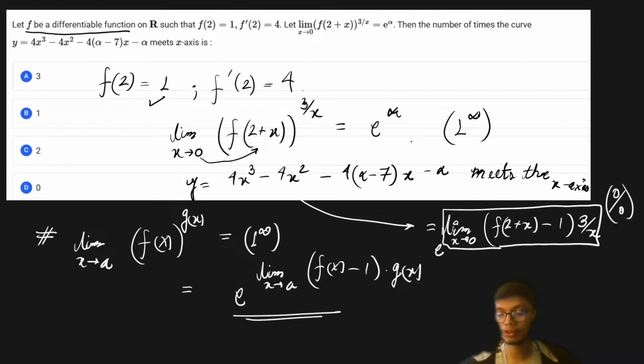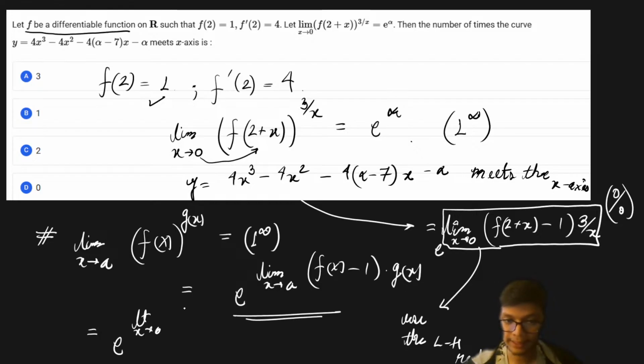So whenever we have a limit going towards 0 by 0 form, the most interesting thing that comes to mind is applying the L'Hopital rule. So if I use the L'Hopital rule, it is going to be e to the power limit extending towards 0 of f dash of 2 plus x multiplied with 3, divided by 1, because the differentiation of x will be 1. If I solve this, it is going to be e to the power 3 into 4, or e to the power 12.